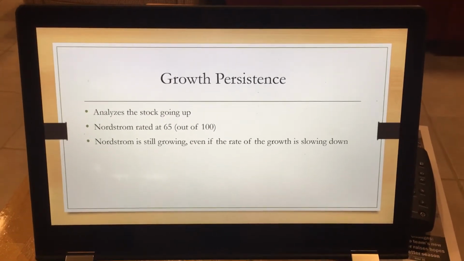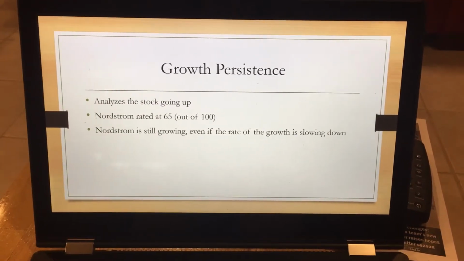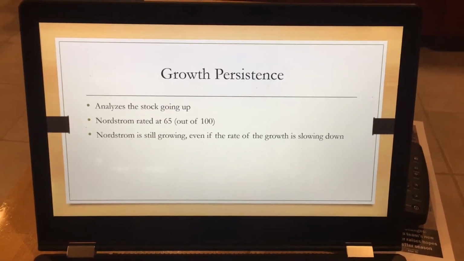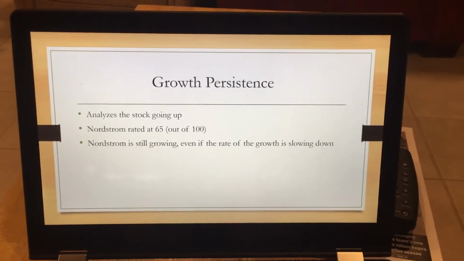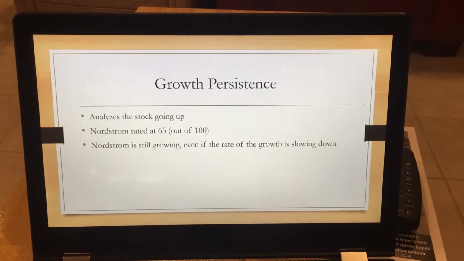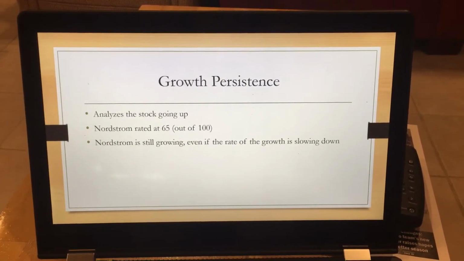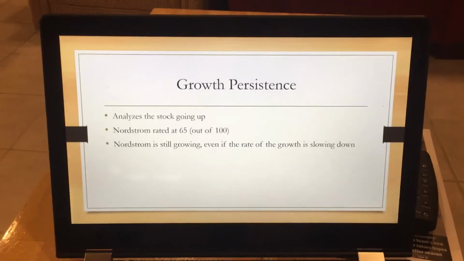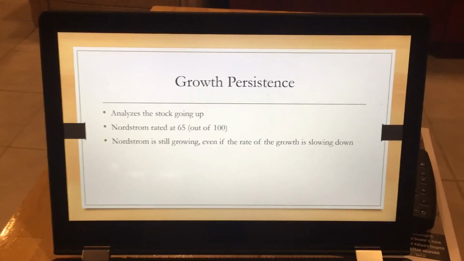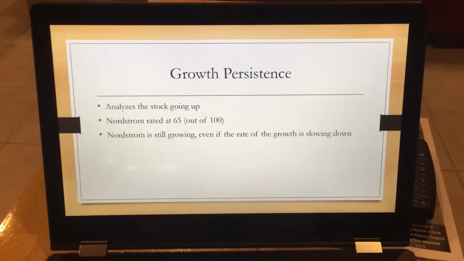So the growth persistence of Nordstrom, this analyzes if the stock is going up, and I rated it at a 65 out of 100. Nordstrom is still growing, but the rate keeps slowing down, and that is probably because of the change in the industry of online shopping.